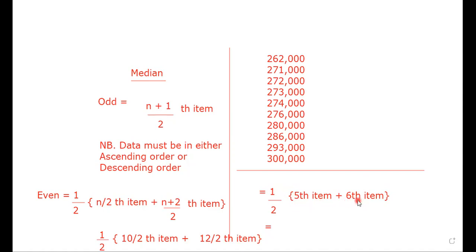Are we clear up to that point? Are we together? Yes, madam. Now, from the data that you have arranged in either ascending order or descending order, you just identify the 5th item. The 5th item here is, this is the first, the second, the third, the fourth, the 5th. The 5th is 274,000.